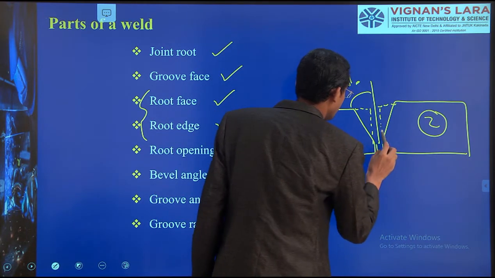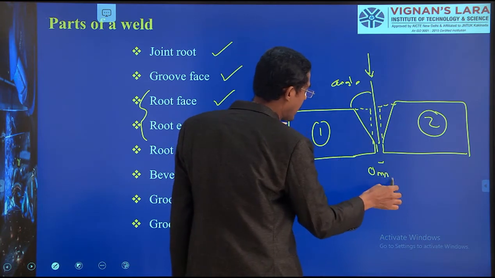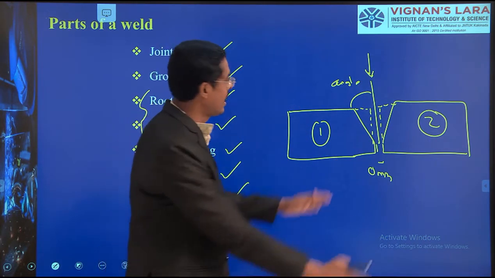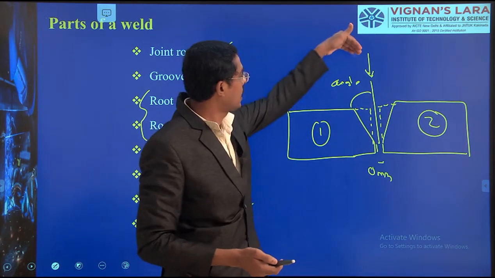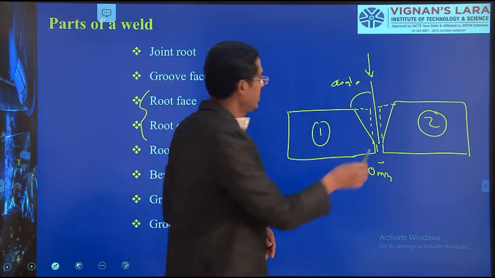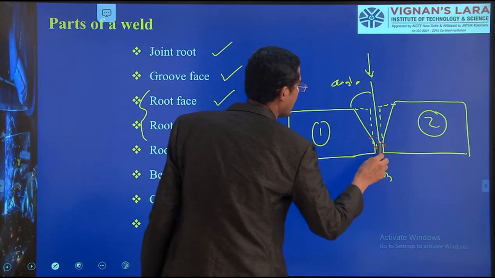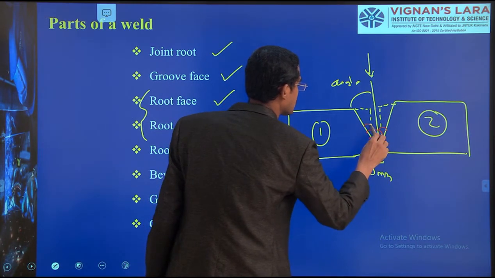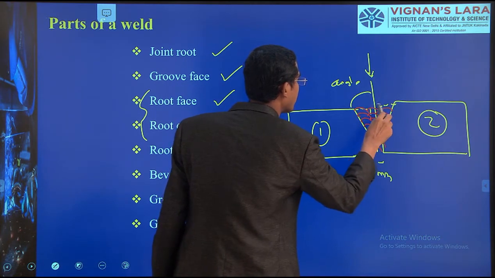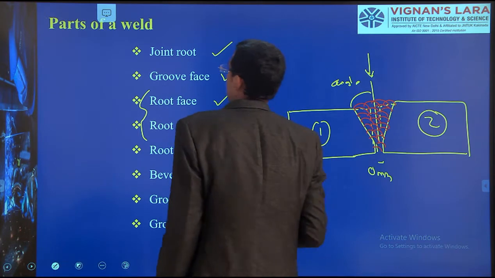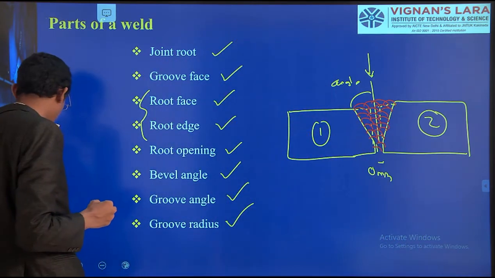Here is the material; the electrode should go down to the 0 mm point and it should weld. Therefore, I am doing the chamfering or groove angling process in such a way that the electrode can come freely up to the point and be able to weld in these locations. That is what I have represented here as joint root, groove face, root face, root edge, and root opening. You will see these one by one.